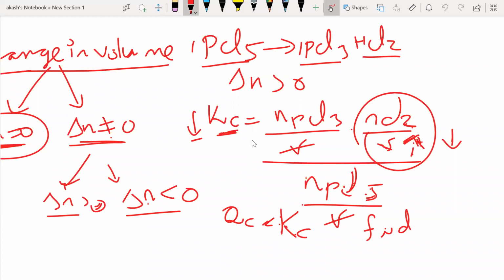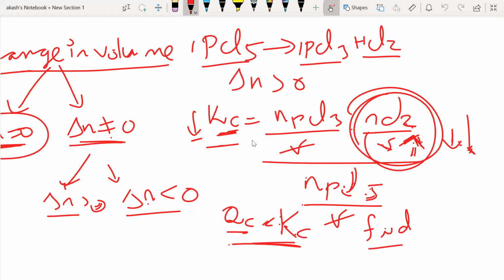I wrote everything in terms of number of moles by volume. I cancelled whatever volume terms I can cancel. Then I'm going to increase the volume. If I increase the volume, this volume term will increase, so this entire term will decrease. The numerator is decreasing overall, so Kc will not be Kc anymore. It will decrease to Qc. And when I compare these values, Qc is lesser than Kc. So obviously forward direction. Right?